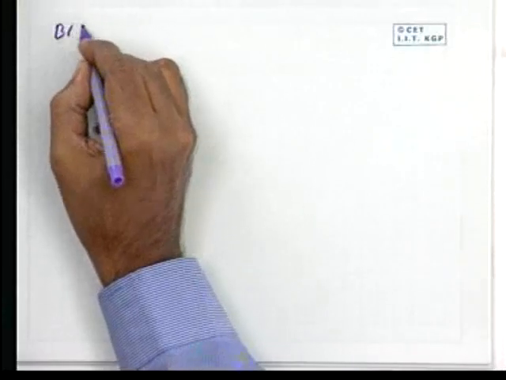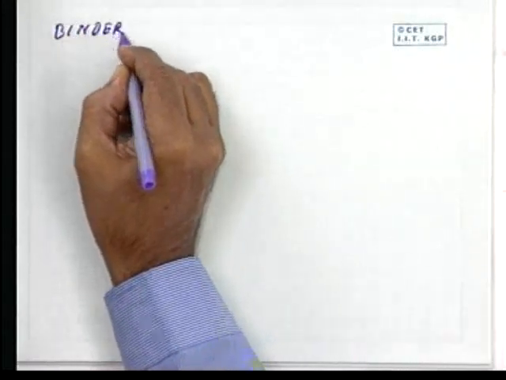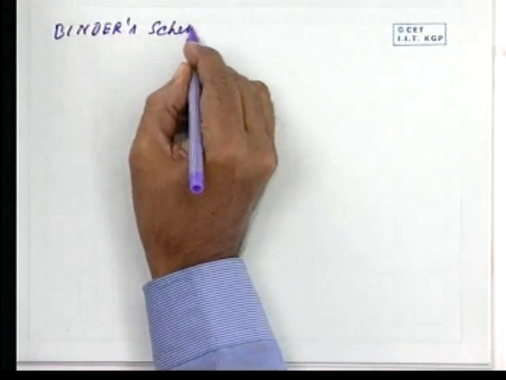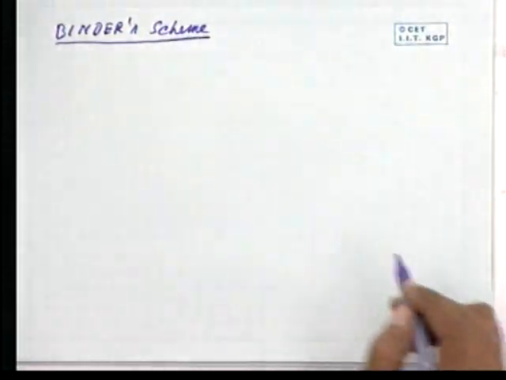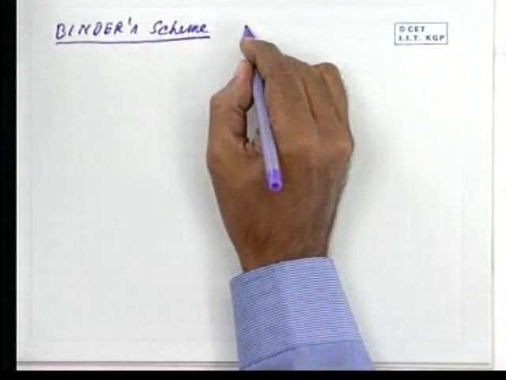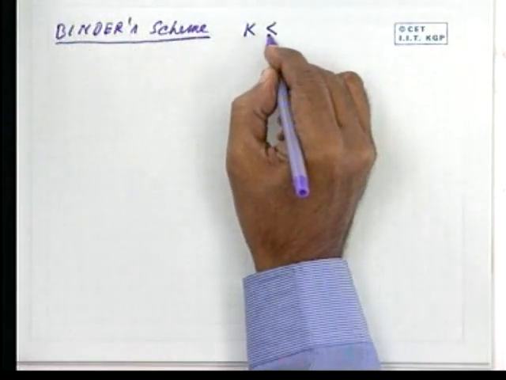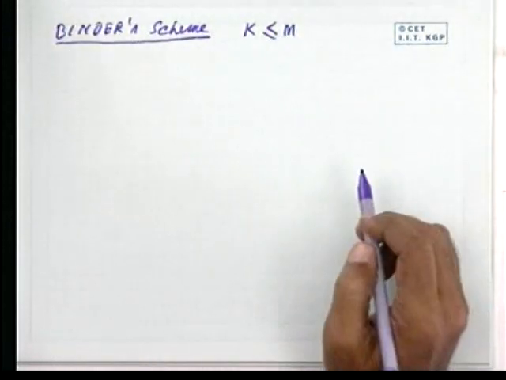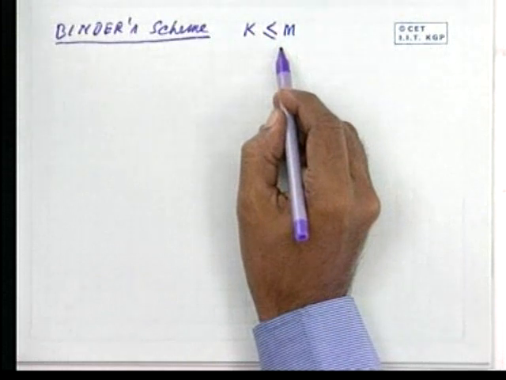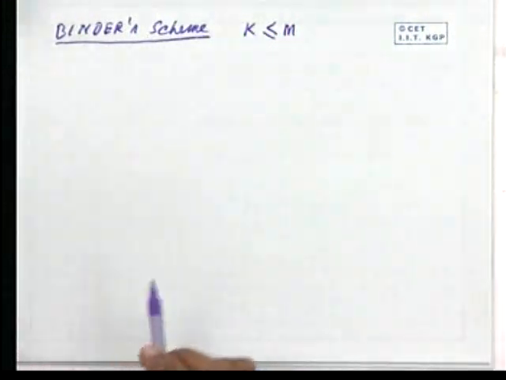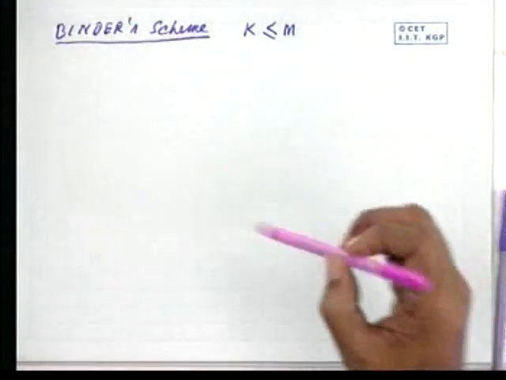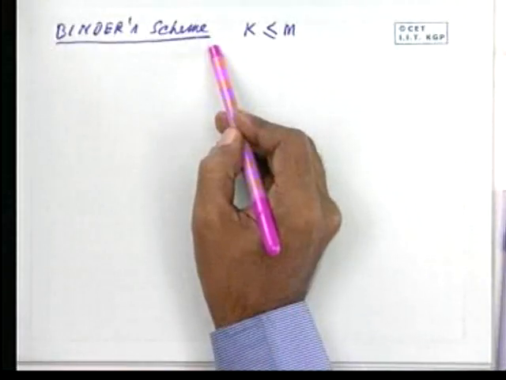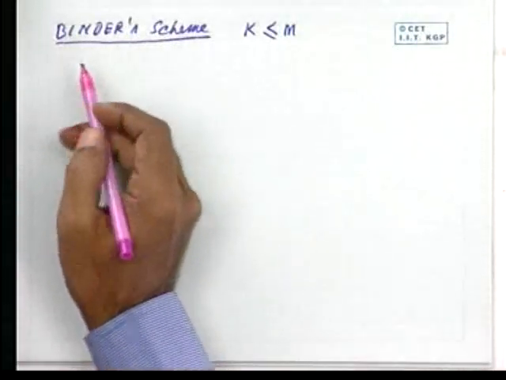The Binder scheme. In the Binder scheme, it is assumed that K is less than or equal to m. What does it mean? You have more slots than the number of stations. That means when the number of stations is less than the number of slots in the frame, then this Binder scheme can be used. How it works, let us see.